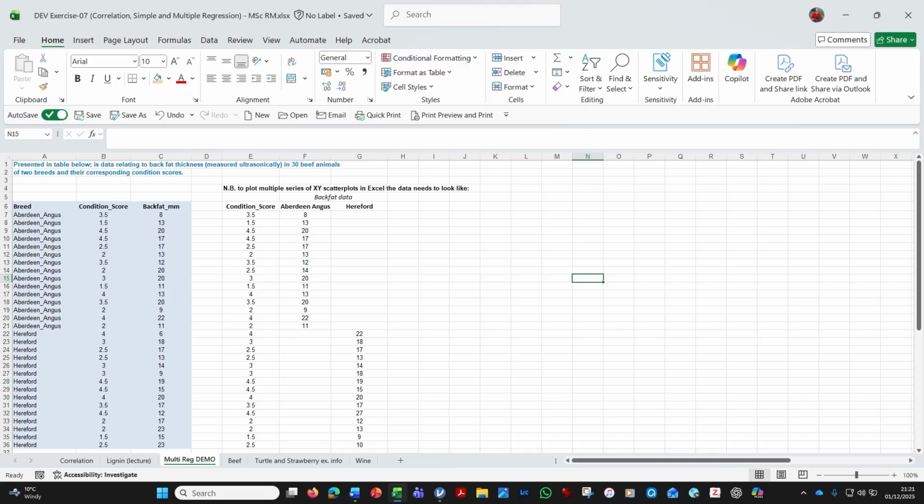Here we have a data set in the blue, and we've got two breeds of cow. We've got an Aberdeen Angus, which is a great big black animal, as a beef animal, and the Hereford, which is a nice brown, sometimes black animal, but it has this distinctive white face. But they're both important beef breeds in the UK.